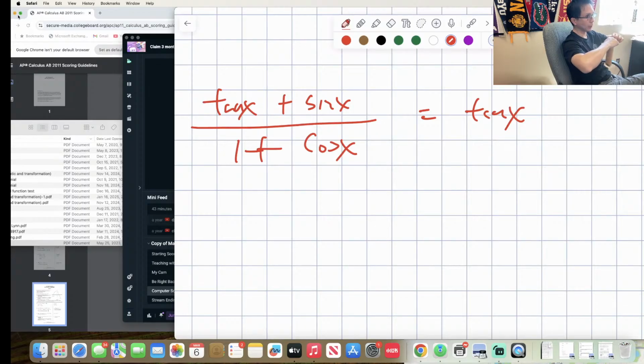This one you want to combine fractions, or complex fraction. You finished? Whoa, that's fast.